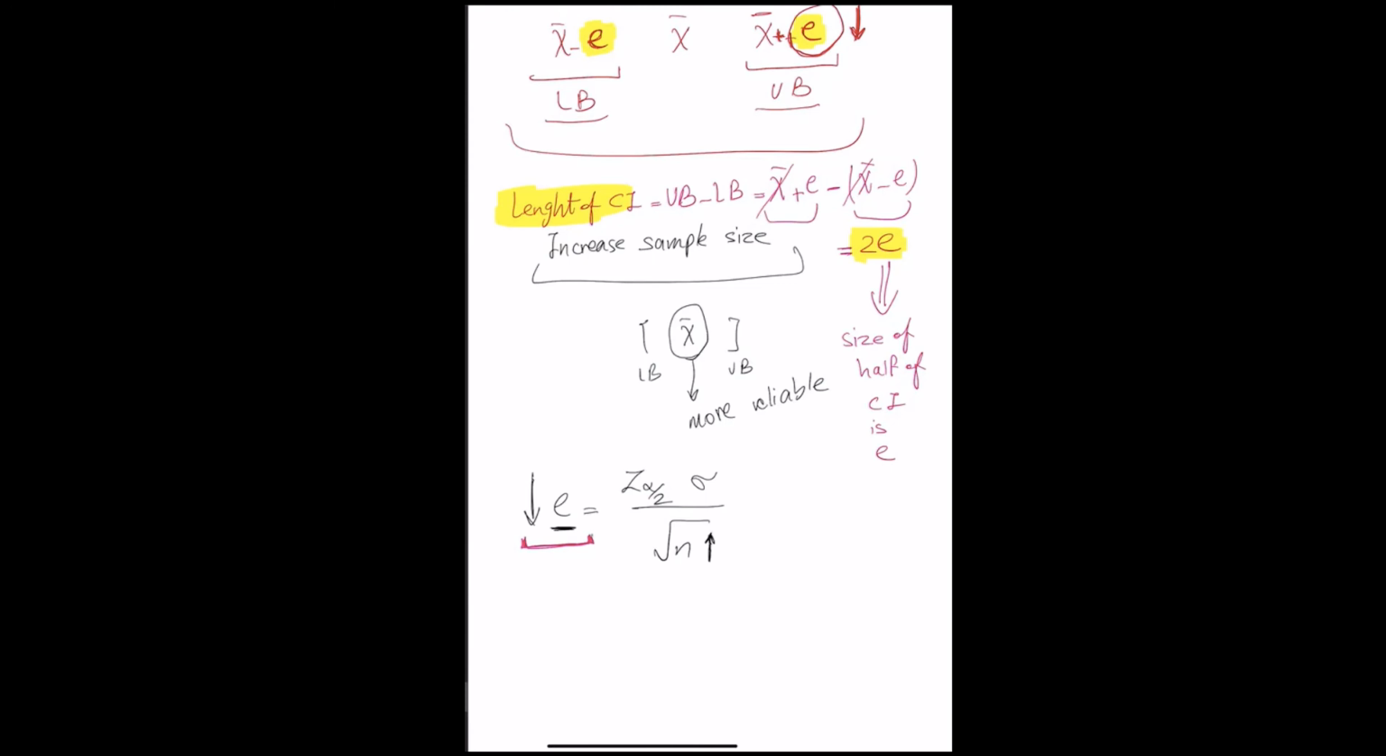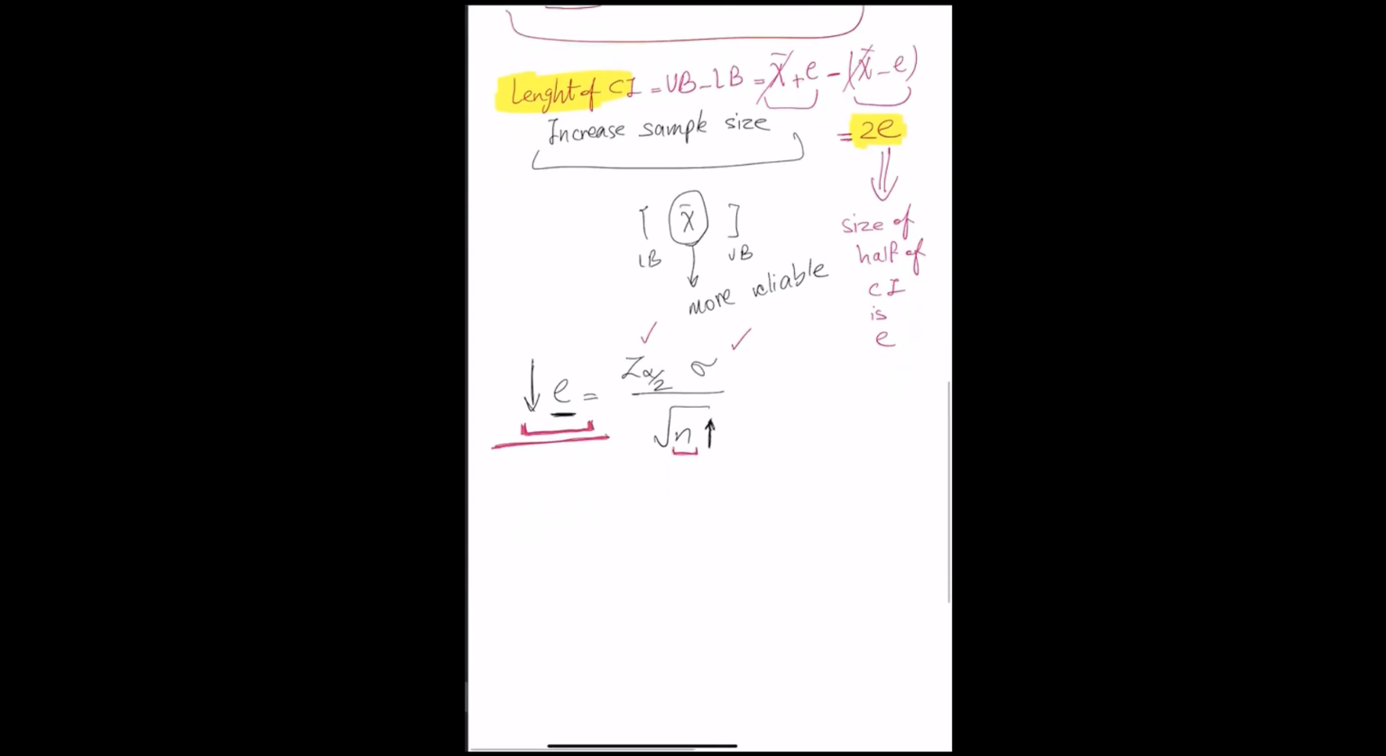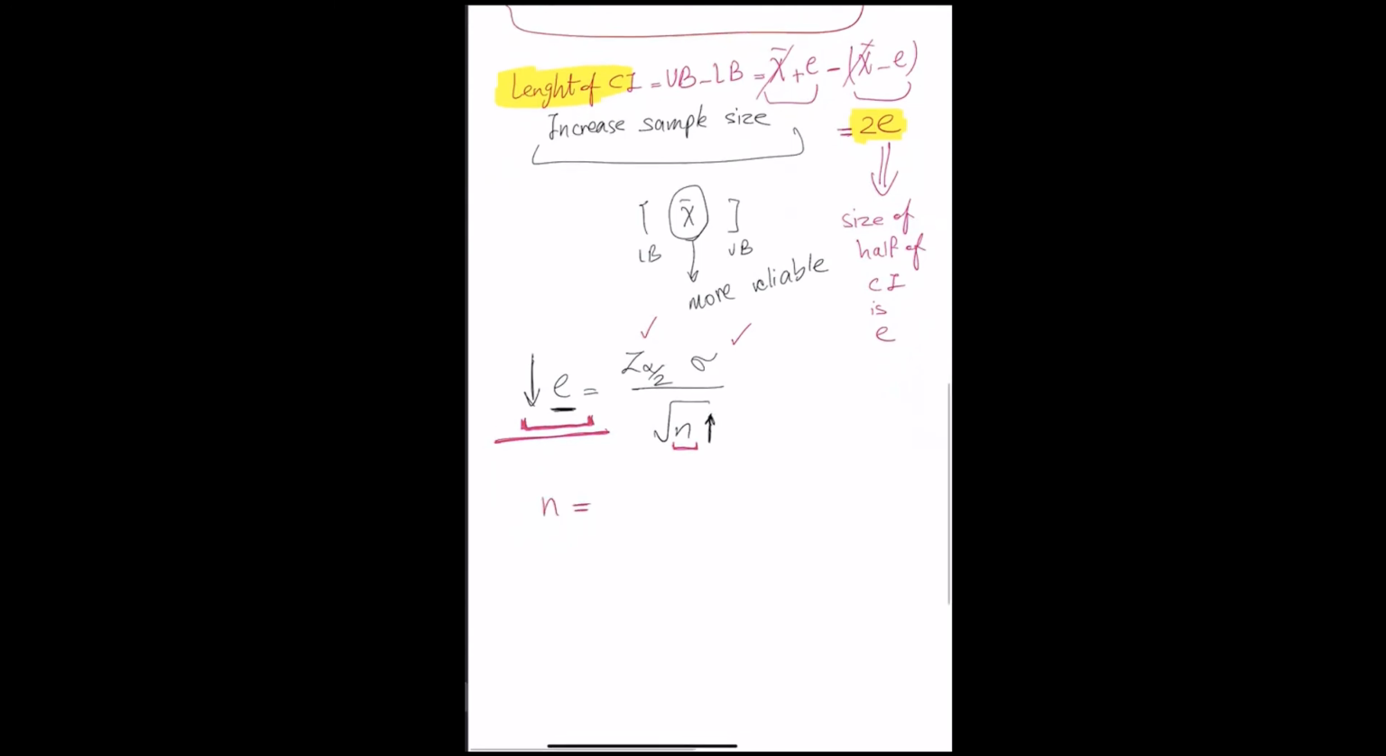So if E is given to you, given the fact that we know sigma is something that is fixed and Z is something that is fixed, we want to know what sample size can give you this E that you want to have. So what is that sample size? I can rewrite this formulation and find N. If I rewrite the same formulation, then N is going to be Z alpha over 2 sigma over E, to the power of 2.